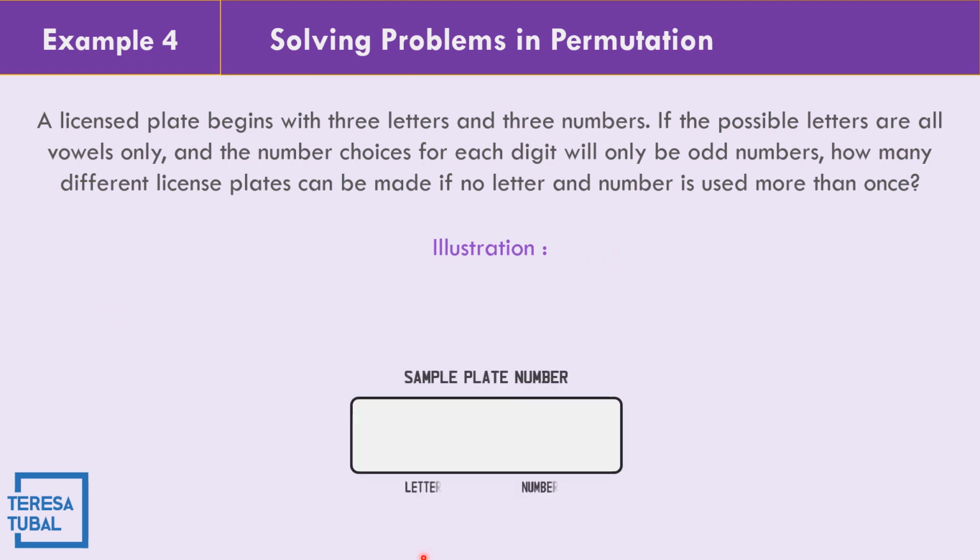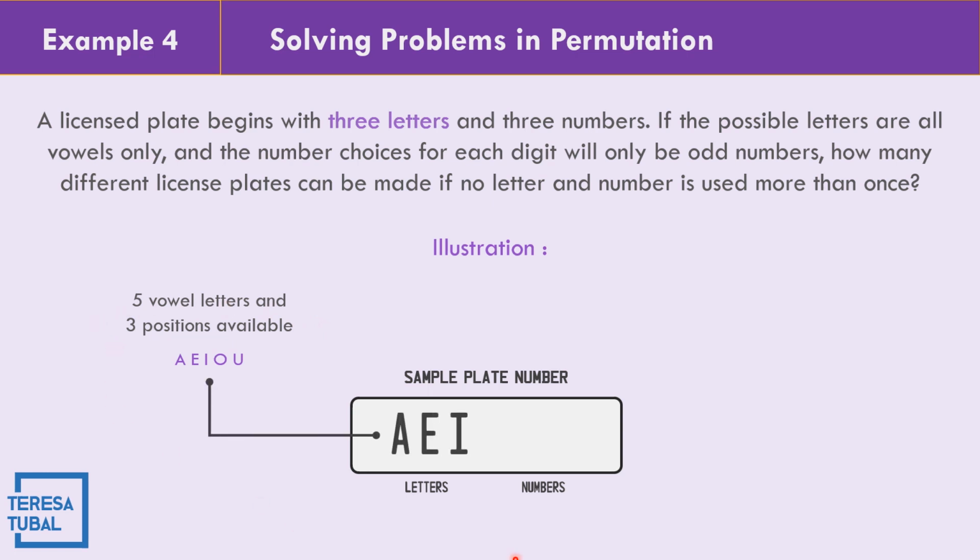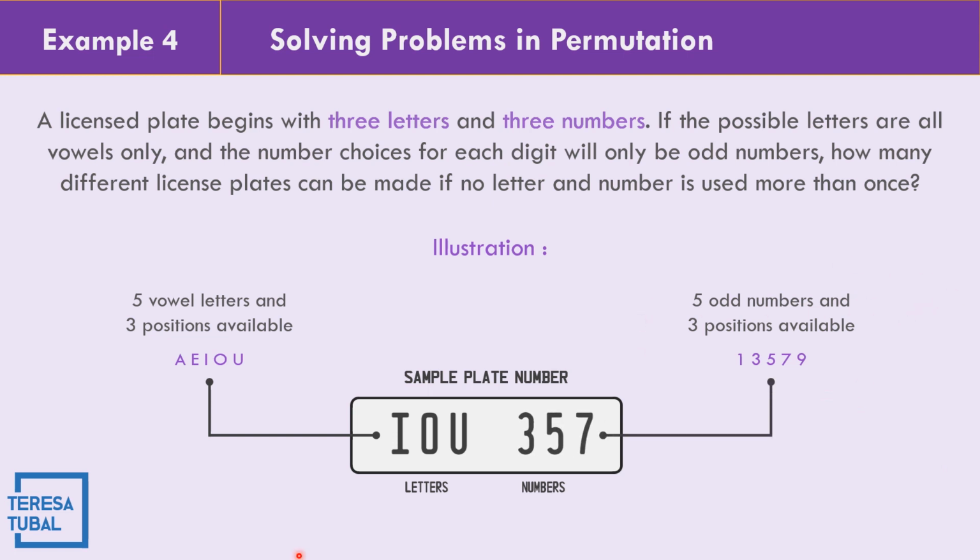The sample plate number has 3 letters and 3 numbers. The letters must be vowels only, that is A, E, I, O, U, and there are 3 positions available for the 3 letters. Sample letters are A, E, I, then E, I, O, and I, O, U. In the numbers, there should be 5 odd numbers: 1, 3, 5, 7, and 9, and 3 positions available for the odd numbers. Sample positions are 1, 3, 5, then 3, 5, 7, then 5, 7, 9.